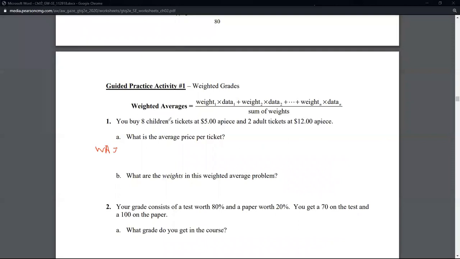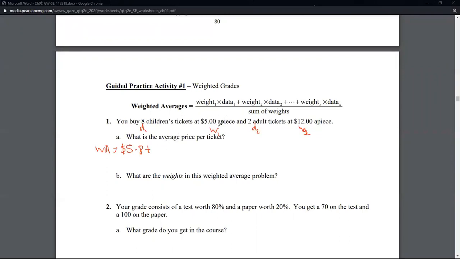All right, so weight times data plus weight times data. Maybe the 8 and the 2, the number of tickets, are the weights, or maybe the 5 and the 12 are the weights. This red is going to be for wrong. Let's say the $5 and the $12 are the weights, and the 8 and the 2 are the data, D1 and D2. So for the children, the weight was $5 times the number of tickets, which was 8. Again, this is wrong.